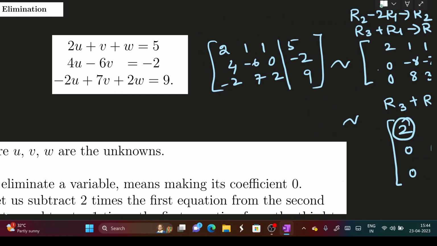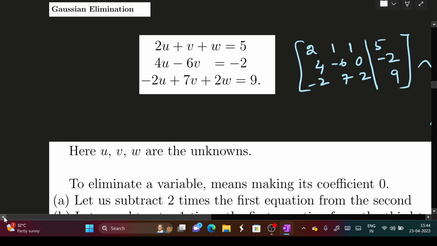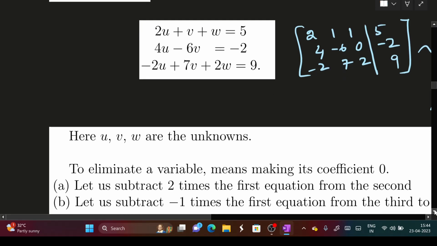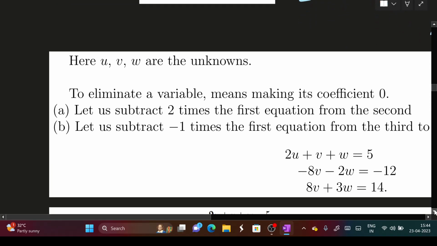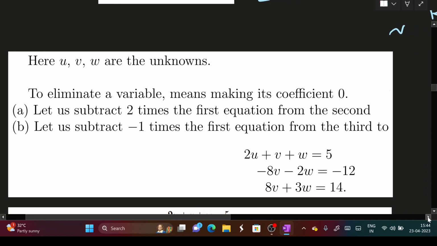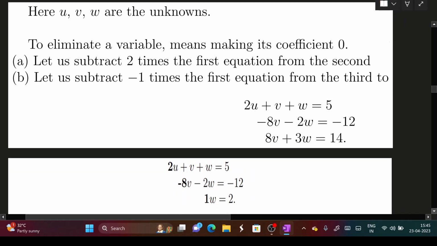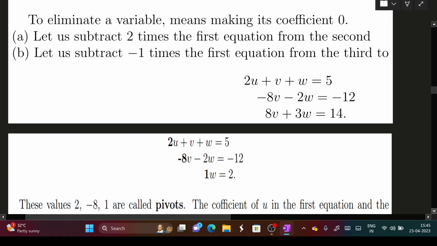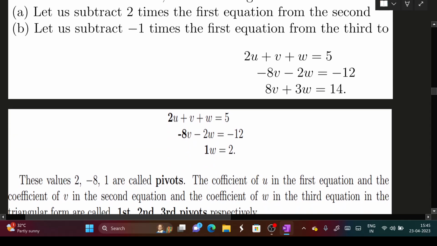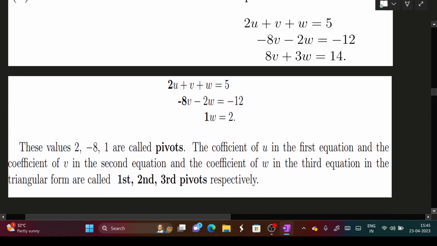All these cuttings that are available here, everything is from the Gilbert-Strang book, so one need not get confused. So what will we get? Here the first variable U is eliminated, I got this equation. Then my V variable is eliminated from the third equation, I got this. Here these 2, minus 8 and 1 are the pivots.